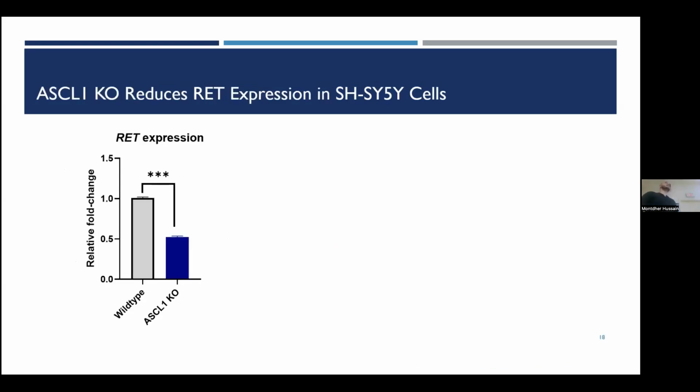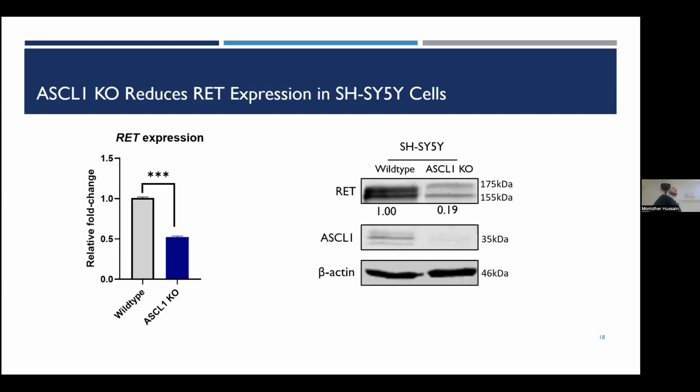So the first thing I asked was, is ASCL1 able to regulate RET expression in our cells? And using qPCR, I showed that there was an over 50% reduction in RET transcript levels following ASCL1 knockout. And we can actually nicely complement this with some immunoblot data. So we can see that when we do knock out ASCL1, we see about a 5-fold drop in RET protein levels. And so together, this told us that ASCL1 is able to modulate expression of RET. And what I'm currently working on is a rescue experiment by reintroducing ASCL1, to see if we can recover RET protein levels, just to confirm that it's actually an effect of ASCL1.